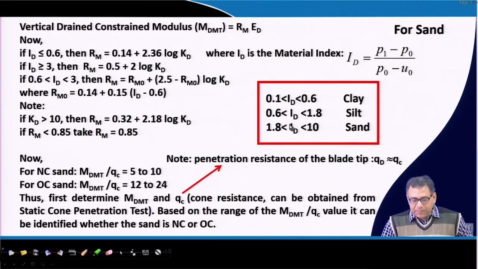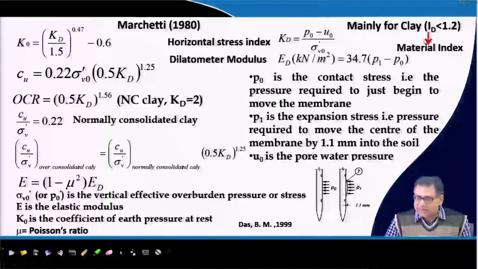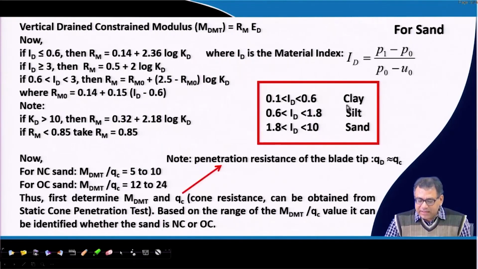Okay. So, the previous expression, as I mentioned, is valid for ID less than 1.2. So, it is mostly clay, because clay is below 0.6. Some silt is also there because it is less than 1.2, but it is mostly clay. But if we have to use the expressions for sand, those expressions are valid only if ID is greater than 1.8, because only then is your soil sand, otherwise the soil is not sand.